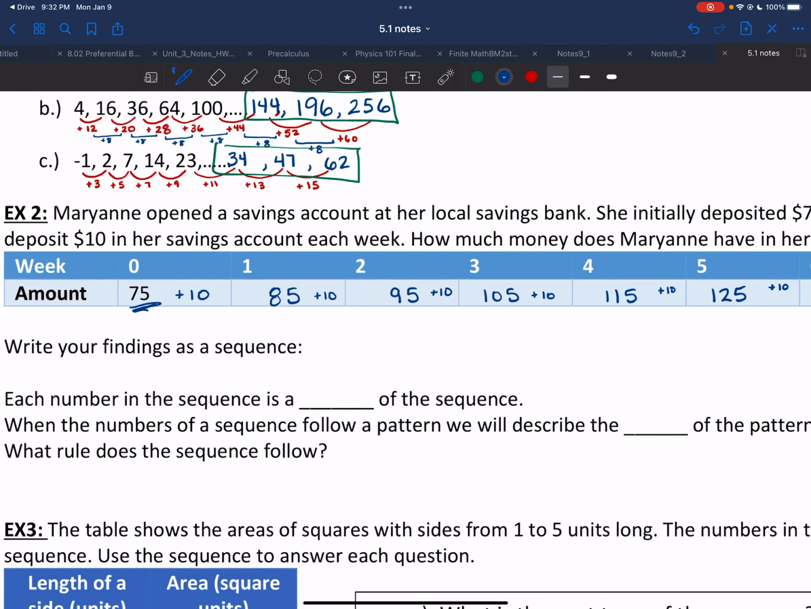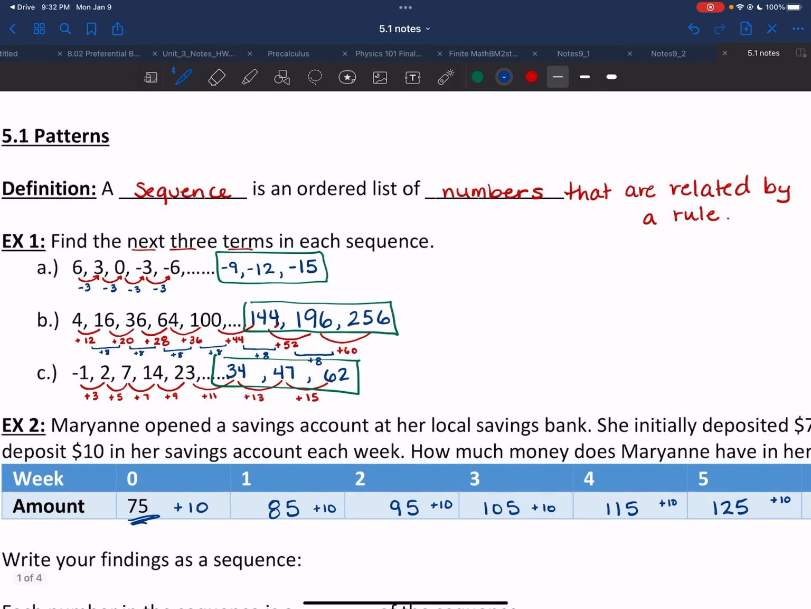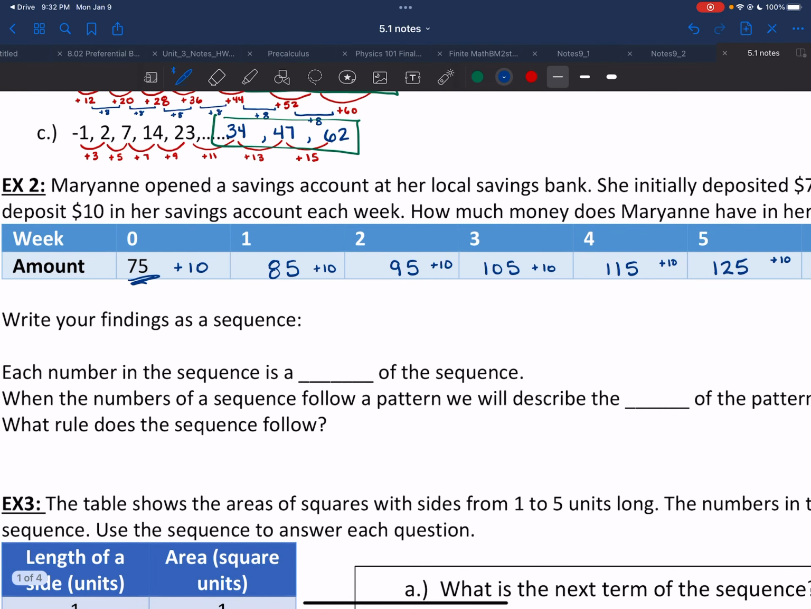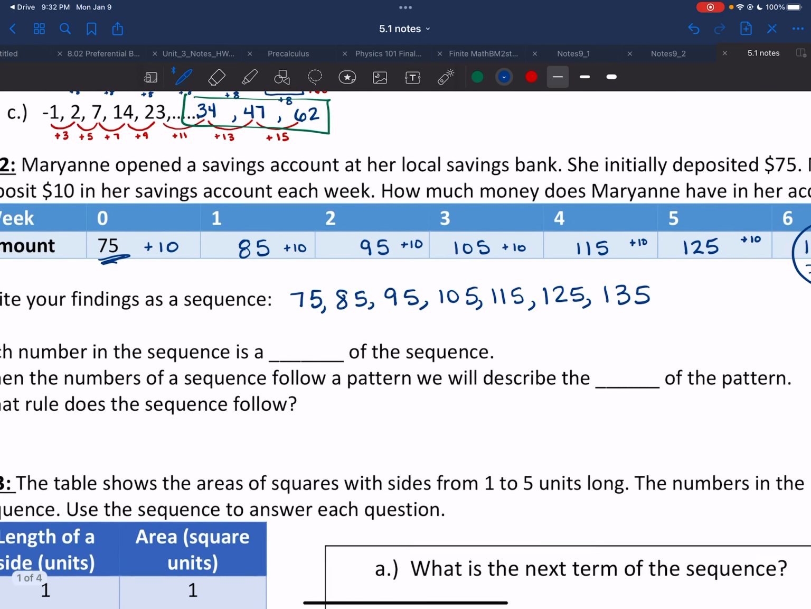All right, so write your findings as a sequence. Well, up here we had sequences, right? So that was pretty easy. We're just going to do our starting one, and then we have 85, 95, 105, 115, 125, 135. So we used those blocks to figure out what our answer is for the question, and then we were able to actually write the sequence.